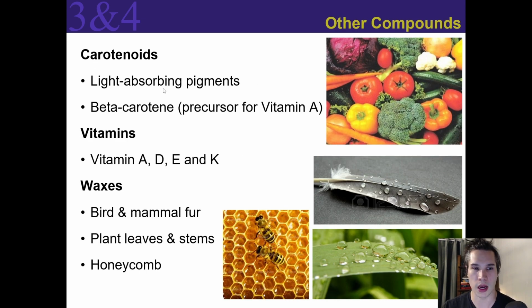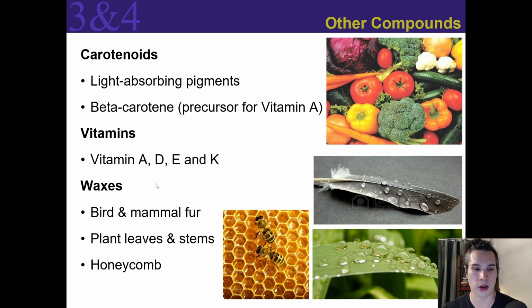Now we have other compounds that are kind of associated with lipids. So we have carotenoids, which are light-absorbing pigments, which are fat-soluble or lipid-soluble. Same with things like beta-carotene. And then our bodies will actually use beta-carotene to create vitamin A. So your vitamins A, D, E, and K are all fat-soluble.